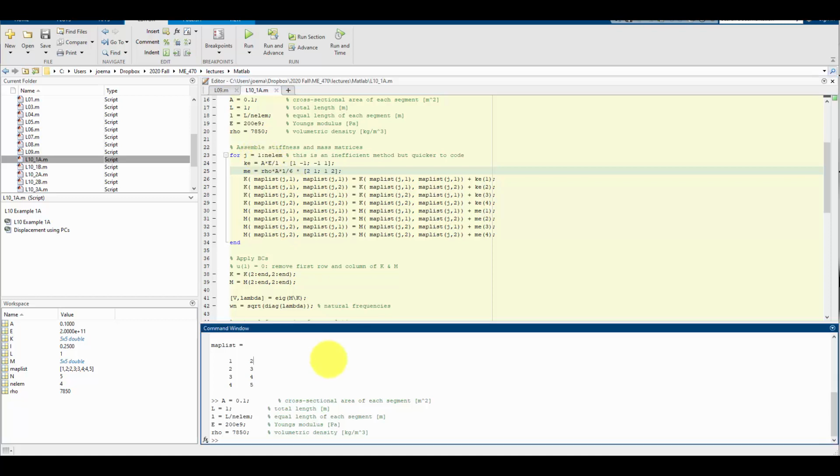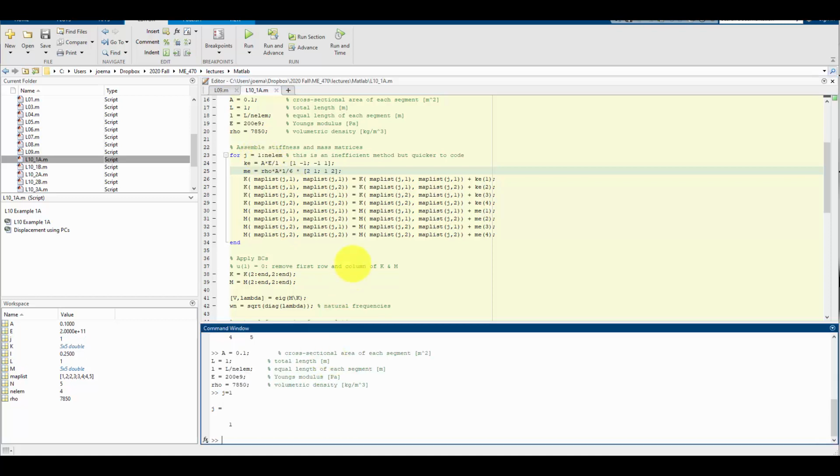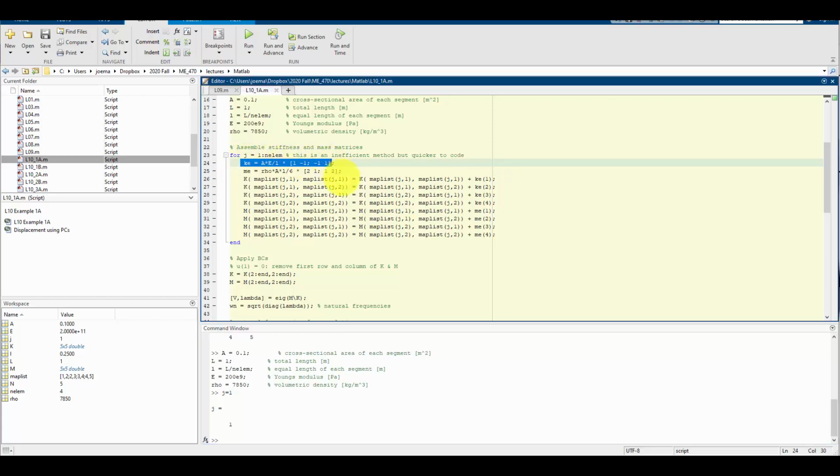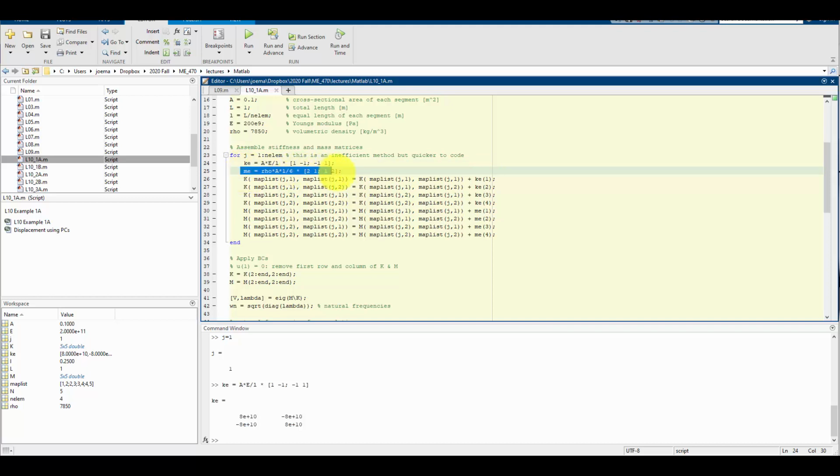So let's just see what happens for the first element to start. So J is 1, just so I can see some results here. So if I run this, that is element 1's local stiffness matrix. And actually for this problem, each element will have exactly the same local stiffness and mass matrix, but we'll see that changes in subsequent problems. Then I calculate element 1's local mass matrix with these values attached to it.